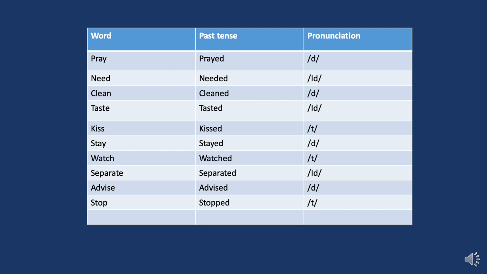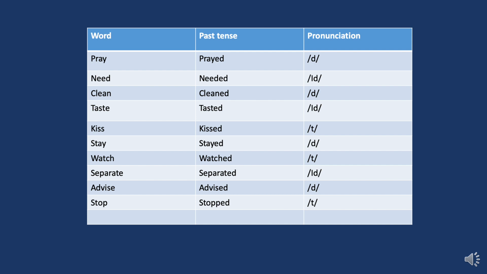The next word is need. And remember, D is one of your exceptions, a D or a T sound. So the past tense is needed. Notice the id ending here and the addition of an extra syllable. The next word is clean. The N is the ending sound here. So here it takes a D sound, cleaned.